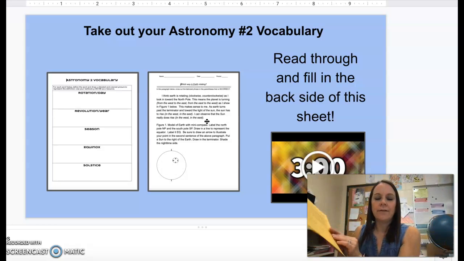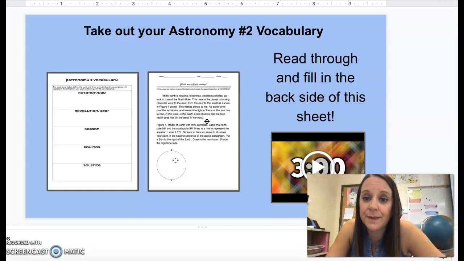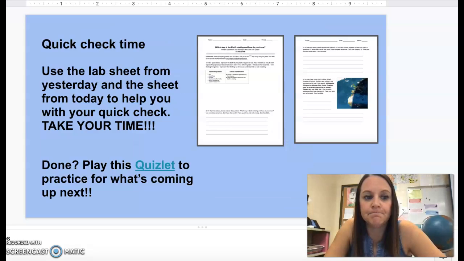So go ahead and make sure you have the correct information on that sheet. Once you're finished with that, you are going to be ready to do the quick check. When you're ready, that needs to be done with me during wind time. So come and see me, and I will explain the directions to you on how to do it.